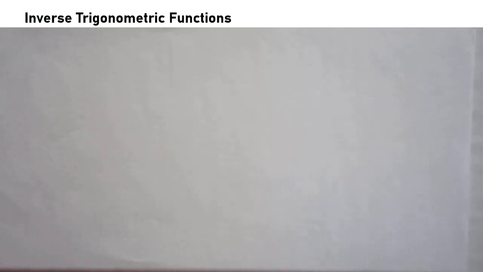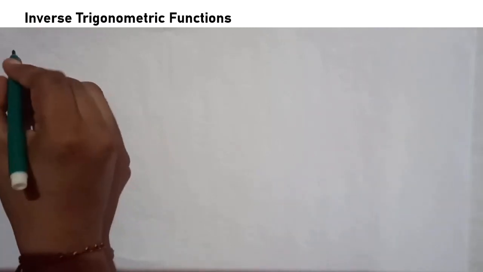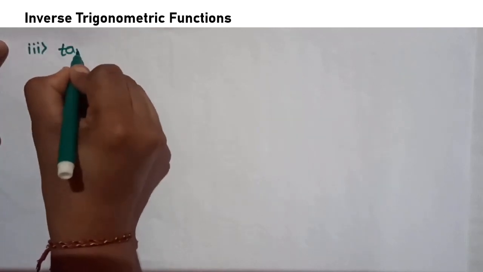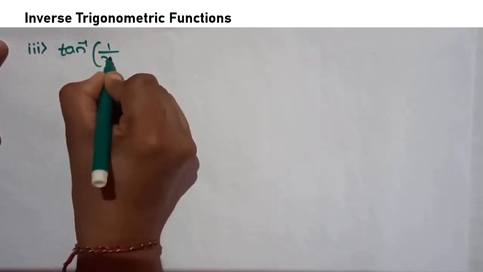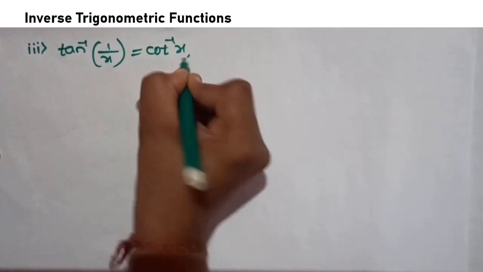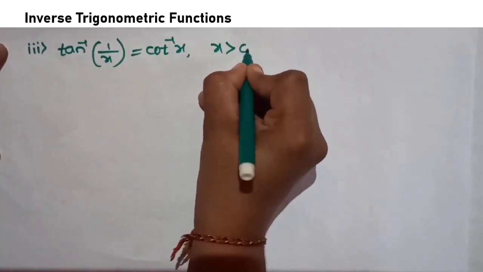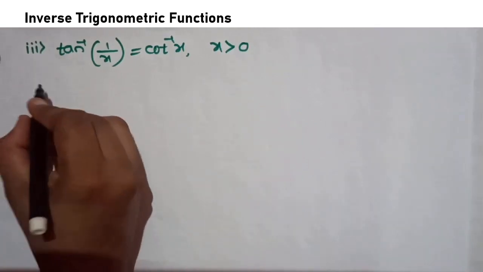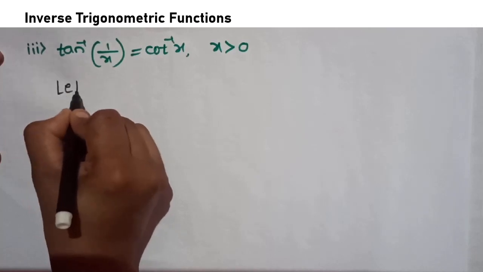So let me take the next property. What is the third property here? The third property is tan inverse 1 by x, this is equal to what? Cot inverse x. So what is the condition here? x should be greater than 0. This is the condition. So to prove this, what to consider now?